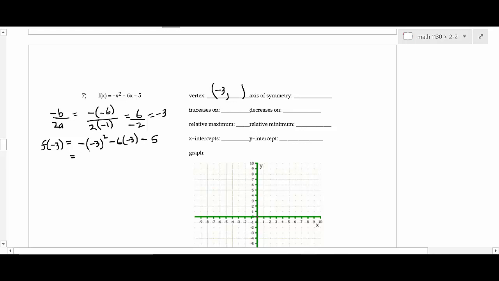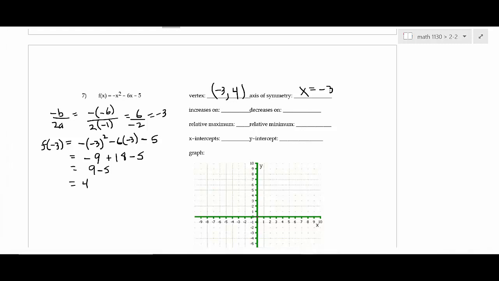Okay, be kind of careful how you handle these negatives too. That would be negative 9, and then plus 18, minus 5, so that looks like that's 9 minus 5, so that is 4 like that. Okay, so that's usually the simplest way to find the vertex. Okay, what's the axis of symmetry? X equals negative 3. Okay, remember, that's always x equals a value like that.